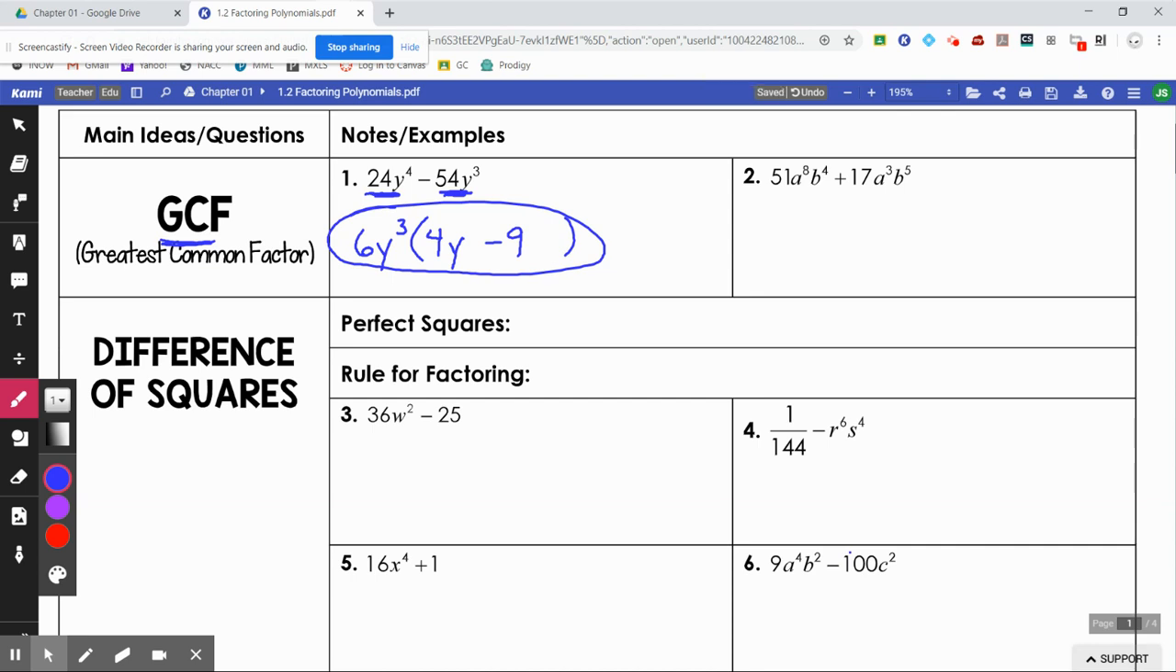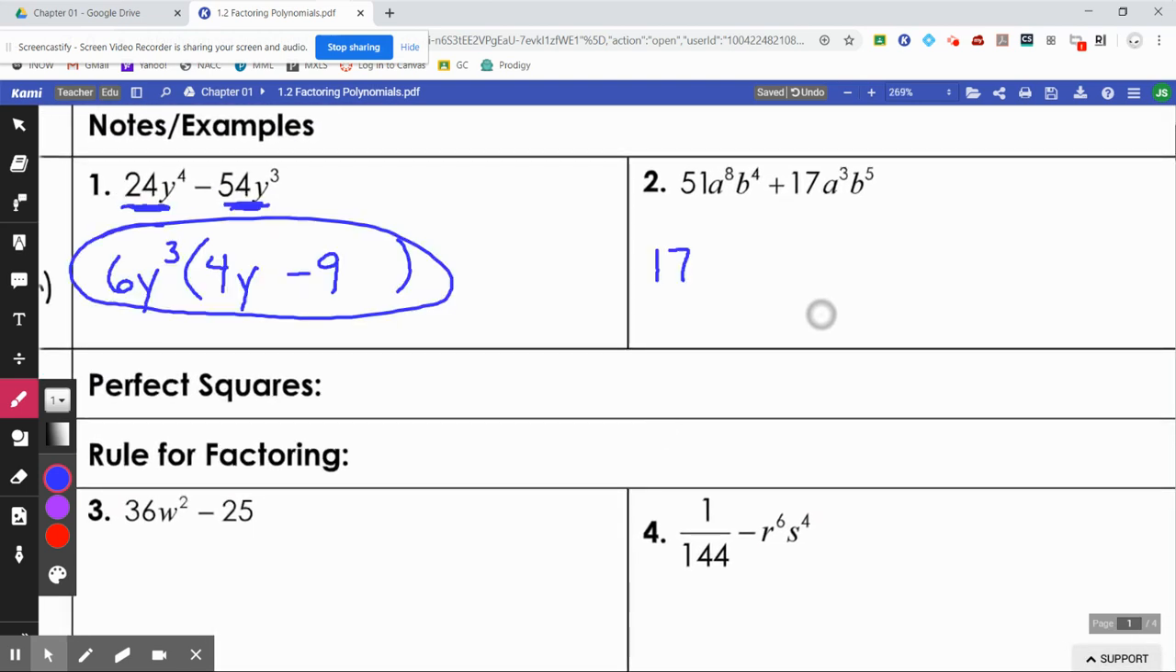Next one, 51 and 17. Find your GCF, and you can actually divide and see, and you can divide both of those by 17. Then you take your lowest power, since they share a's, take your lowest power of a's, which is a to the third, and your lowest power of b, which is b to the fourth. That would be your GCF. Then you ask yourself, 17 times what would give you 51? That'd be 17 times 3.